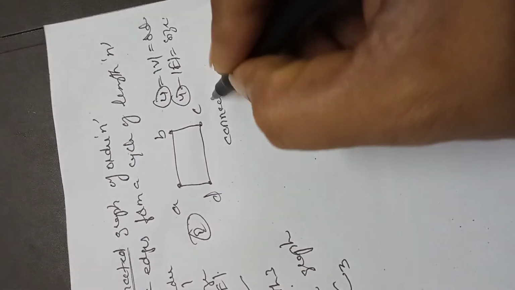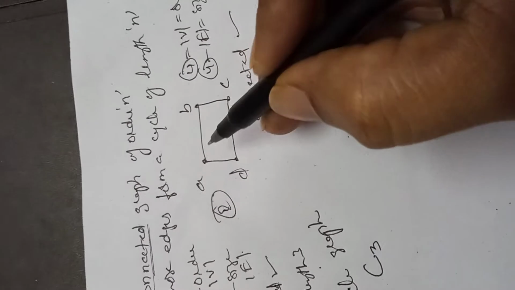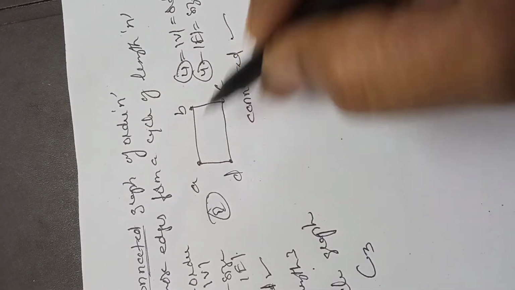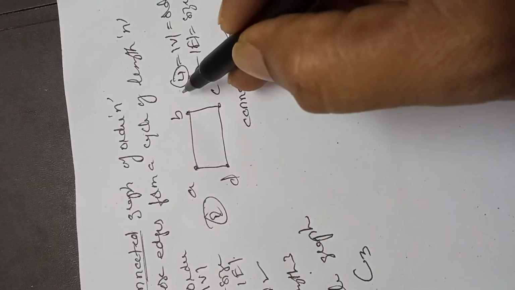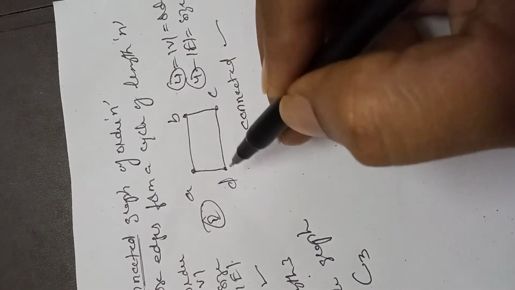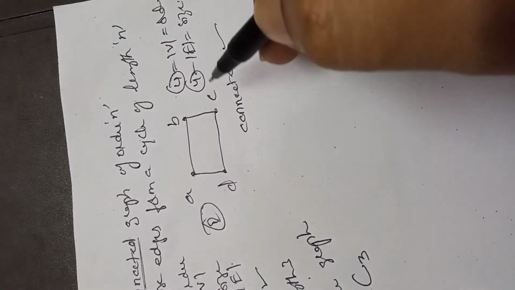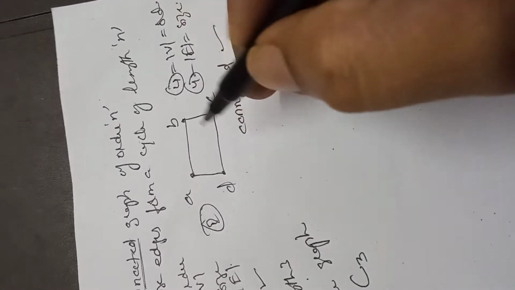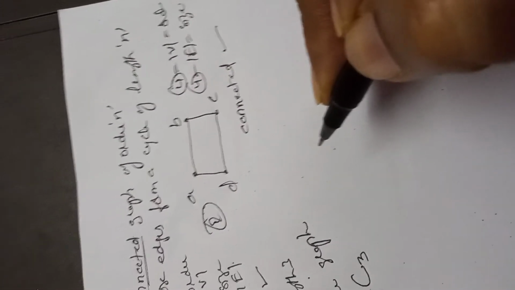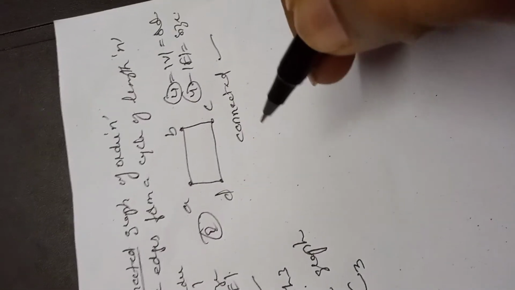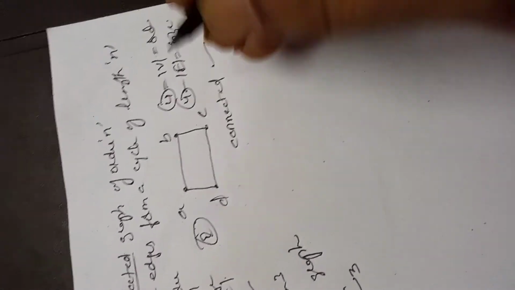Yes, it is a connected graph, right? That means we can reach from one vertex to another vertex. We can reach B from A, we can reach B from D, we can reach C from A, we can reach C from D, right? Therefore the graph is connected. That means there is a path between each pair of vertices.